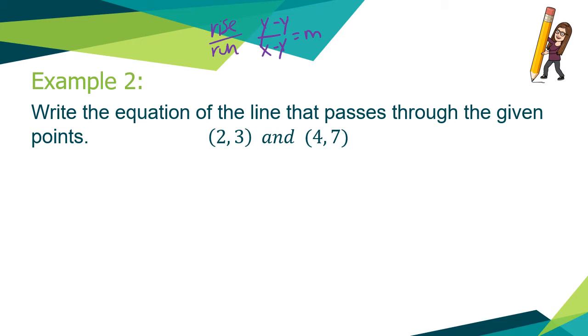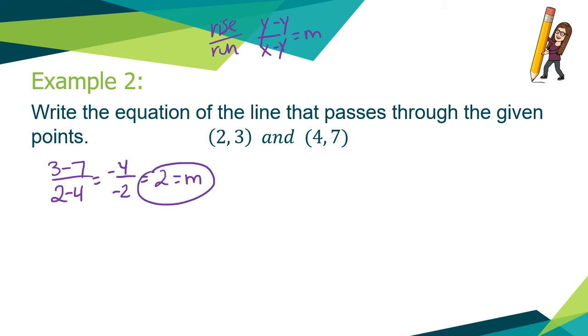So I'm going to choose 3 minus 7. Those are my y values. Remember to line them up. If I started with 3, I have to start with 2 for my x's. 2 minus 4. So now we have a negative 4 over negative 2, which simplifies to positive 2. If you need help with remembering how to find slope, let me know. We've got a few other video options. I now know my slope. I can start writing my equation.